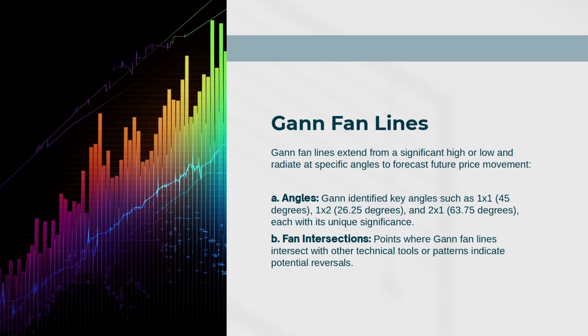Gann fan lines. Gann fan lines extend from a significant high or low and radiate at specific angles to forecast future price movement. Angles. Gann identified key angles such as 1 times 1, 45 degrees, 1 times 2, 26.25 degrees, and 2 times 1, 63.75 degrees, each with its unique significance. Fan intersections. Points where Gann fan lines intersect with other technical tools or patterns indicate potential reversals.